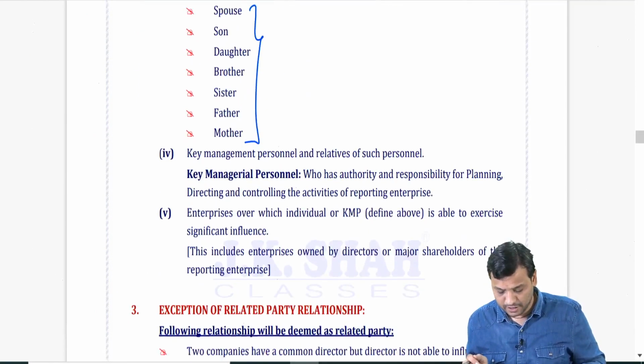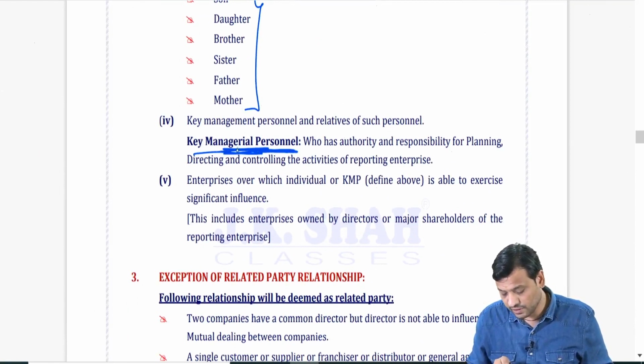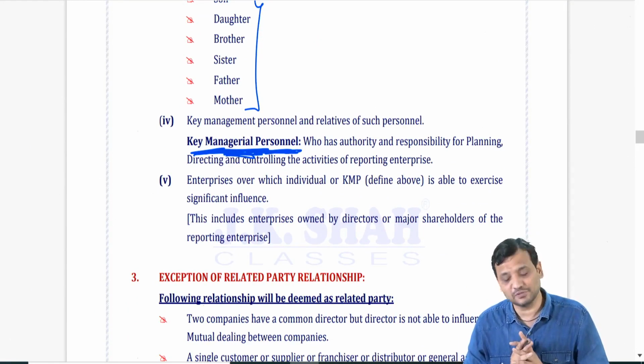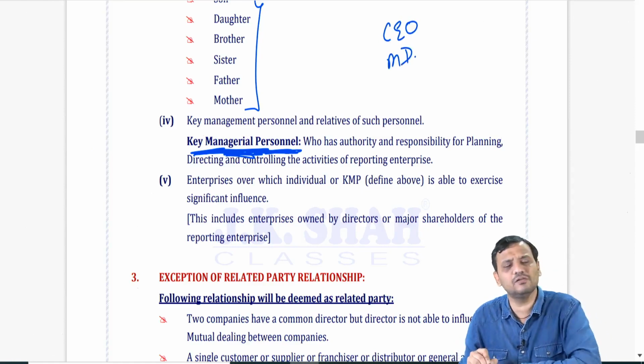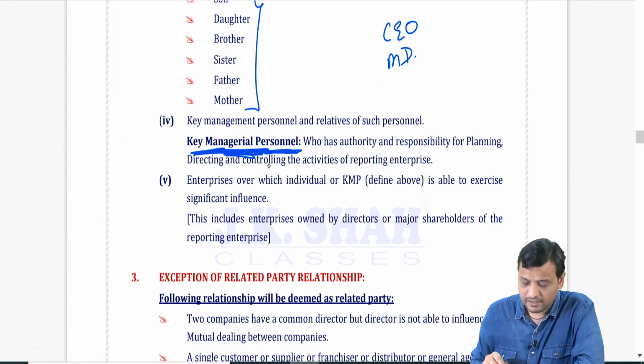Key management personnel and relatives of such personnel. Now, who is key management personnel? Of course, the persons who have authority and responsibility, generally referred to as CEO, managing director. They are all who have authority as well as responsibility to plan, direct and control the activities of the reporting enterprise. So they are always related party, and the relatives of such KMP are also related party. So KMP as well as relatives.